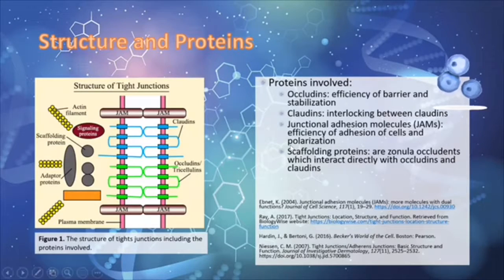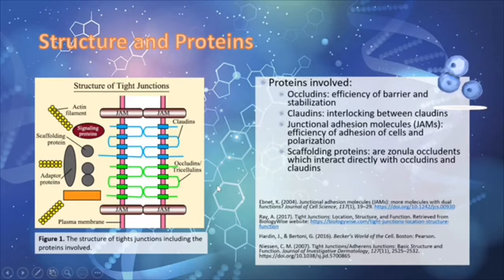So the figure on the left shows the structure of tight junctions and also some of the main proteins involved, which are occludins, claudins, and JAMs. Occludins help tight junctions with the efficiency of barriers and their stabilization. Claudins help by interlocking with one another in order to form a tight junction between cells.